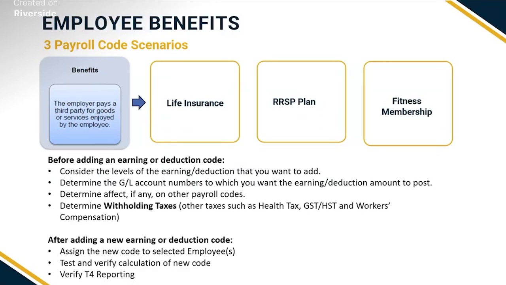But before you add a payroll code in payroll, always determine these factors. First, consider the level of the earning deduction code that you want to add. Determine the general ledger account numbers to which you want the earning and/or deduction amounts to be posted. Determine the effect, if any, on other payroll codes. Determine withholding taxes or other taxes such as health tax, GST, HST, and workman's compensation.